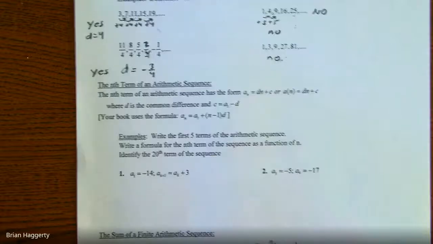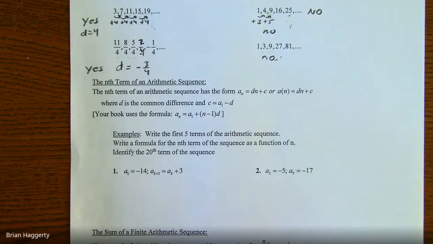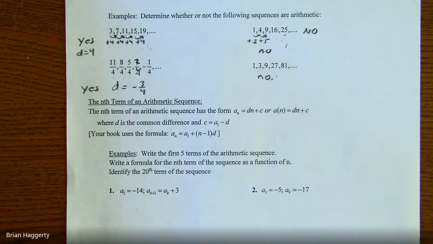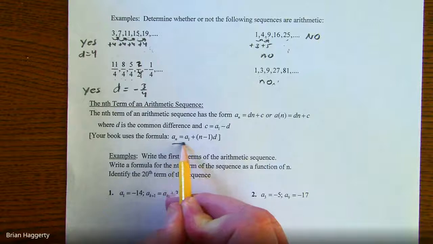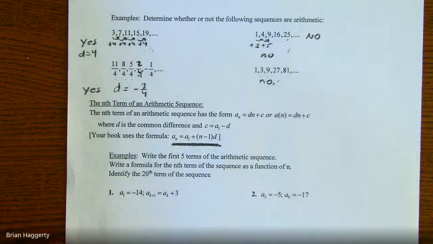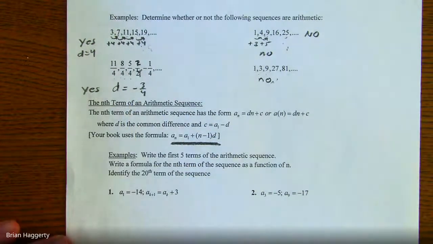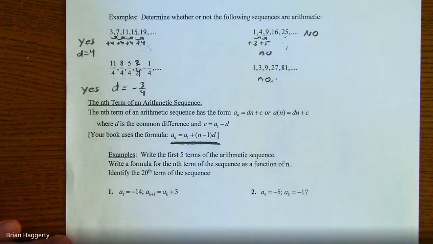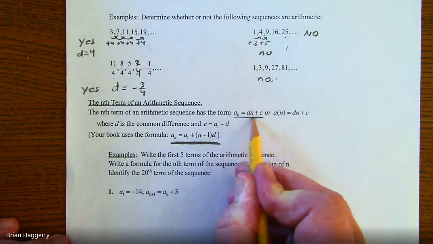All right, next skill. If we identify a sequence as being arithmetic, can we write a formula for it? Now, your book uses this formula right here, which I'm not a fan of. If you've done this before, I think your Algebra 2 book uses that. What I'm going to show you is significantly more mental math friendly than that. If you identify a sequence as being arithmetic, you can think about it as being linear. You can model it with y equals mx plus b, except instead of using the variables your book uses, we're going to use this right here.